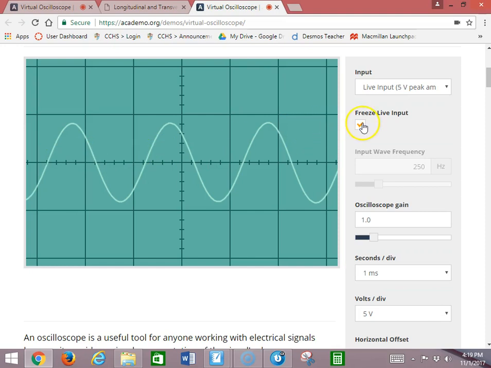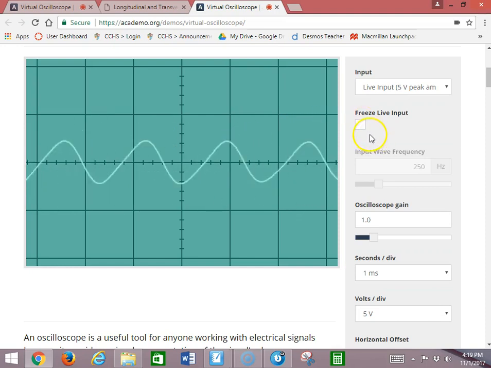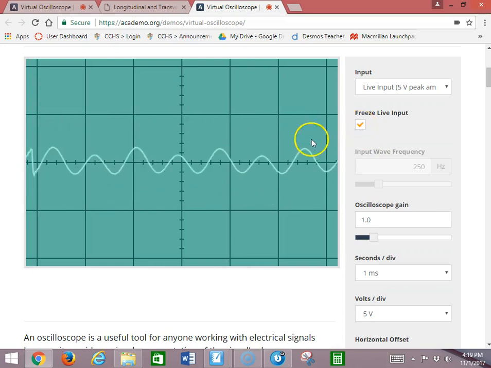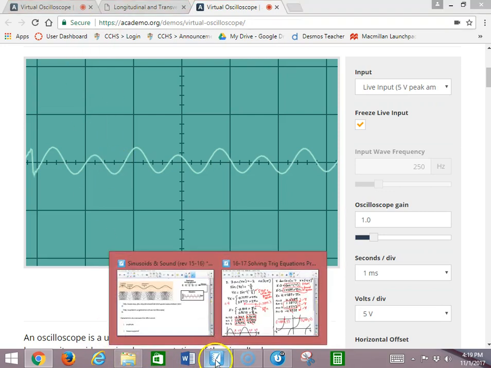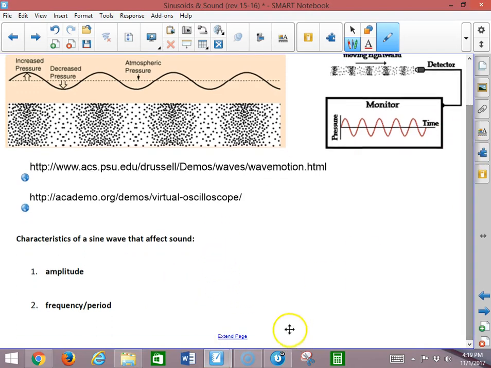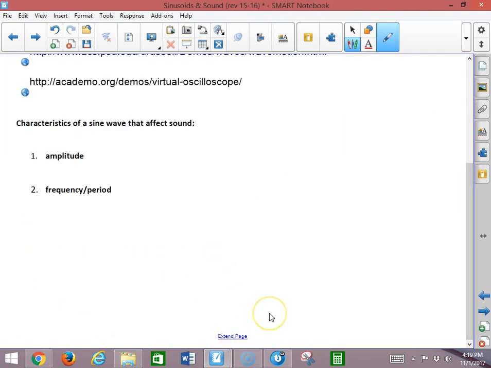Let me see if I can make it even higher. Okay, notice how the period has gotten much, much shorter than it was before when I sing a high note than when I sing a low note. So let's go ahead and put these in our notes as a more formal statement.